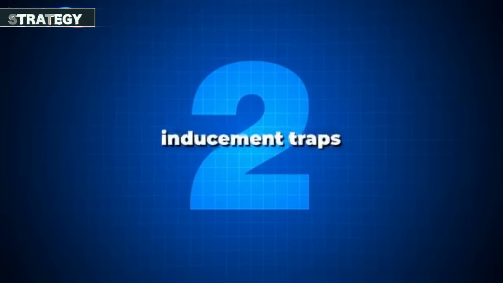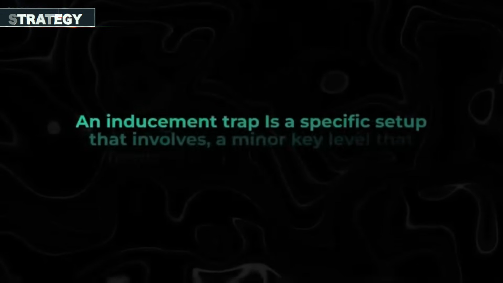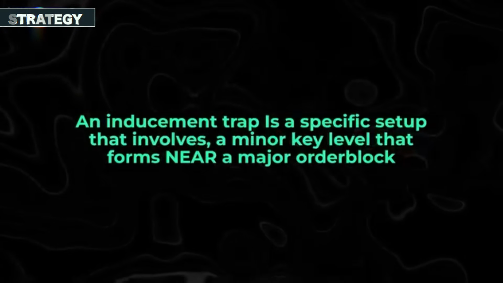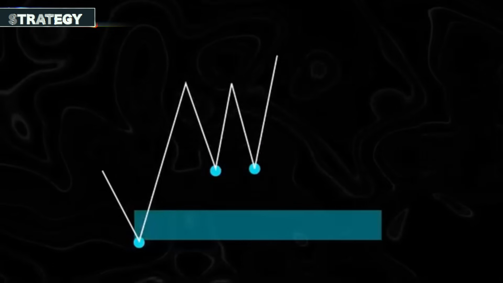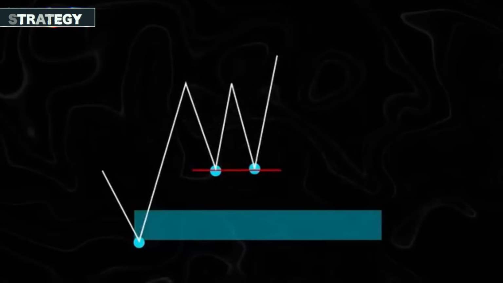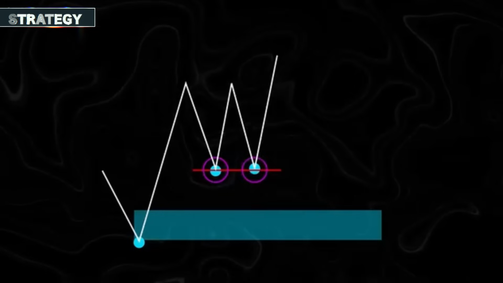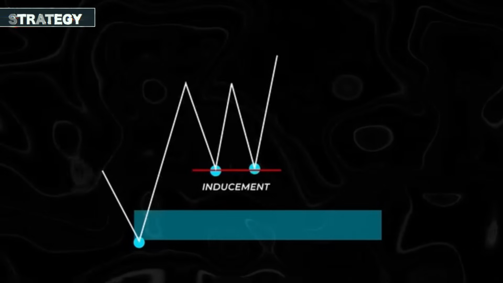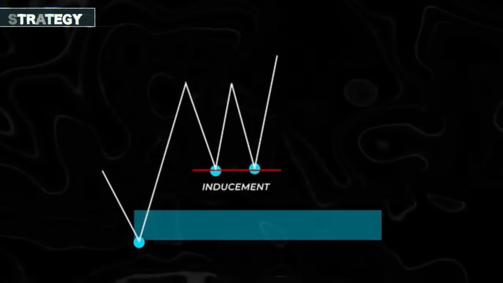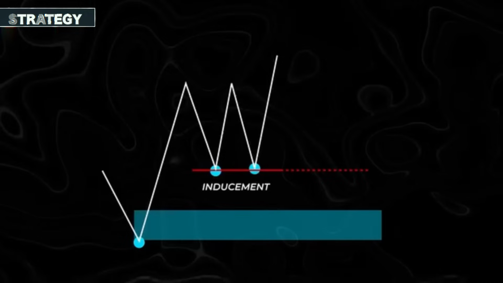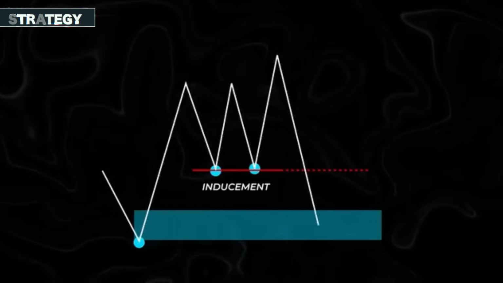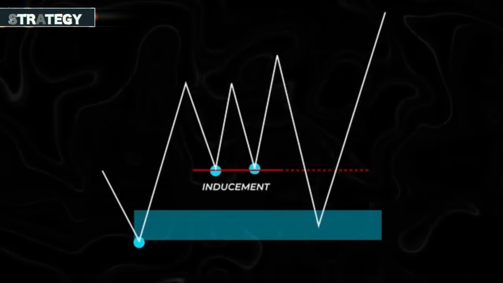Strategy number 2, inducement traps. An inducement trap is a specific setup that involves a minor key level forming near a major order block. Take this example. We have a major order block forming below and a minor key level forming above it due to multiple rejections. This minor key level is also referred to as an inducement. The strategy is called an inducement trap because in many cases, the price will break this minor key level only to retrace to the major order block before reversing back up.